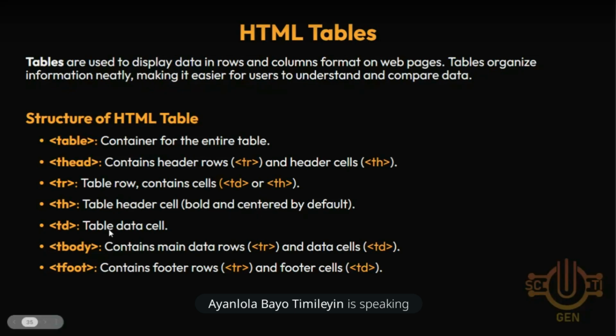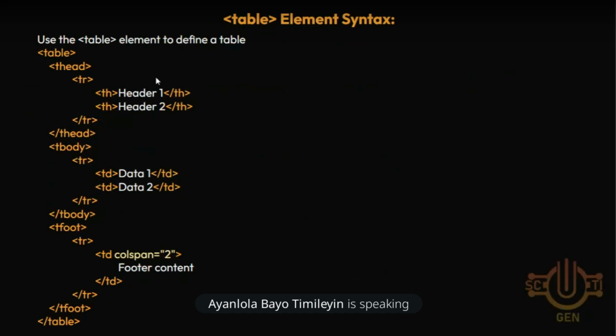And then, of course, we have the body, which contains the main data rows, the TR, and the table cells. And lastly, we have the tfoot, which contains the footer rows, TR, and then the footer cells, TD. So this is how we can create a table in HTML. Use the table element to define a table. Remember, the table element is the container for the entire table. So we start the opening tag here, and the closing tag is closed here.